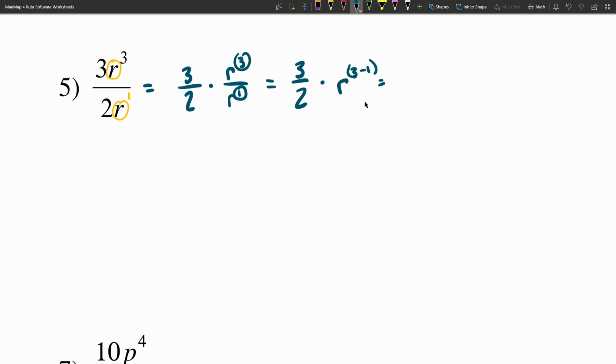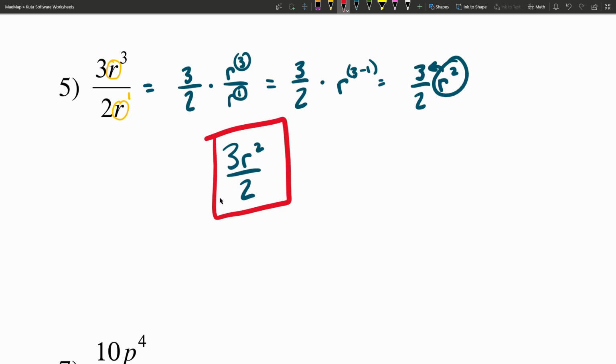So 3/2 times r to the 3 minus 1 is 3/2 times r squared, which this r squared does indeed have a positive exponent, so we can just put that back into the numerator. So we get 3r squared over 2 as our solution for number 5. 3 times r times r times r over 2 times r. All we can cancel out is one of those r's in the numerator with one of the r's in the denominator to leave us with 3r squared all over 2.